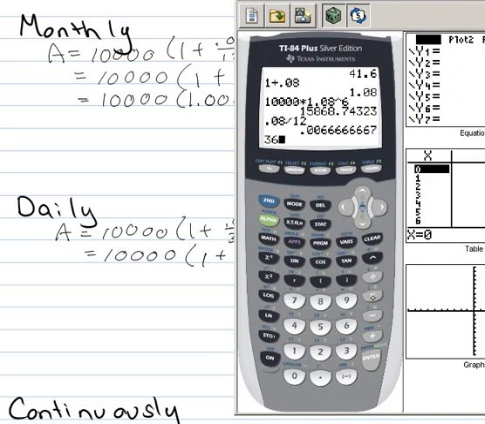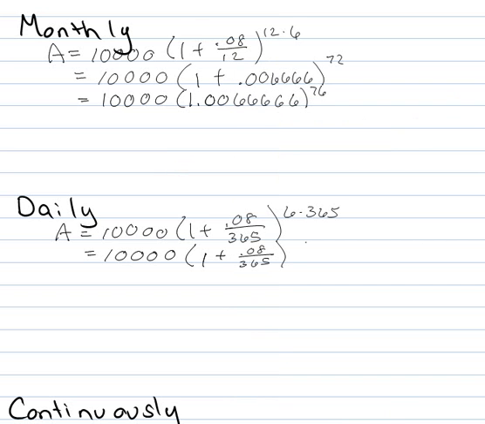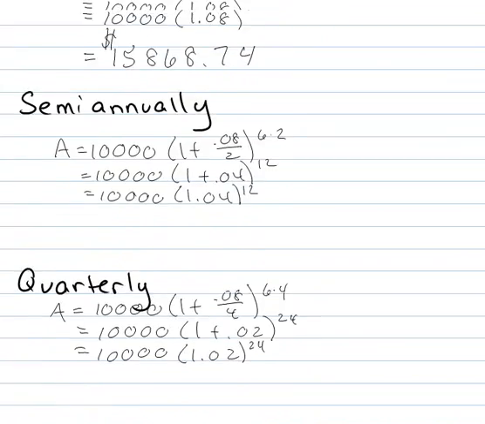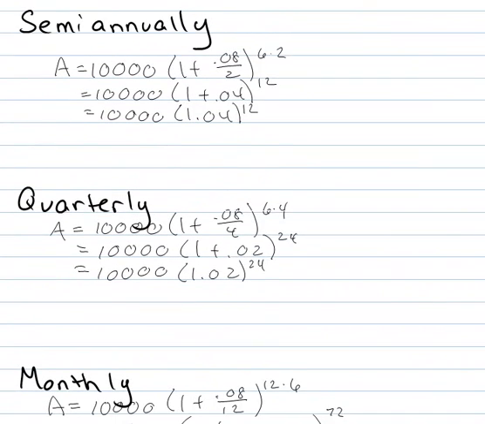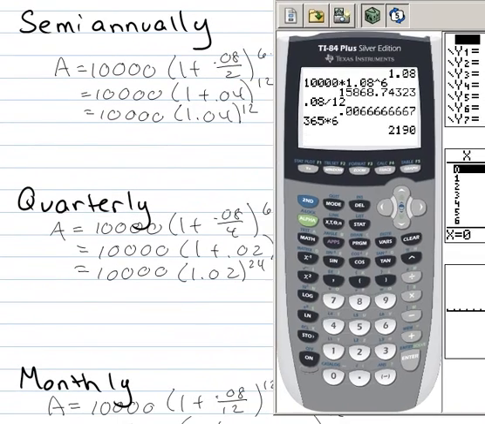365 times 6 is 2190. Alright. And I'll do the continuously in a minute. So I've got all my little equations now. Now I can just go straight to my calculator and go to town.